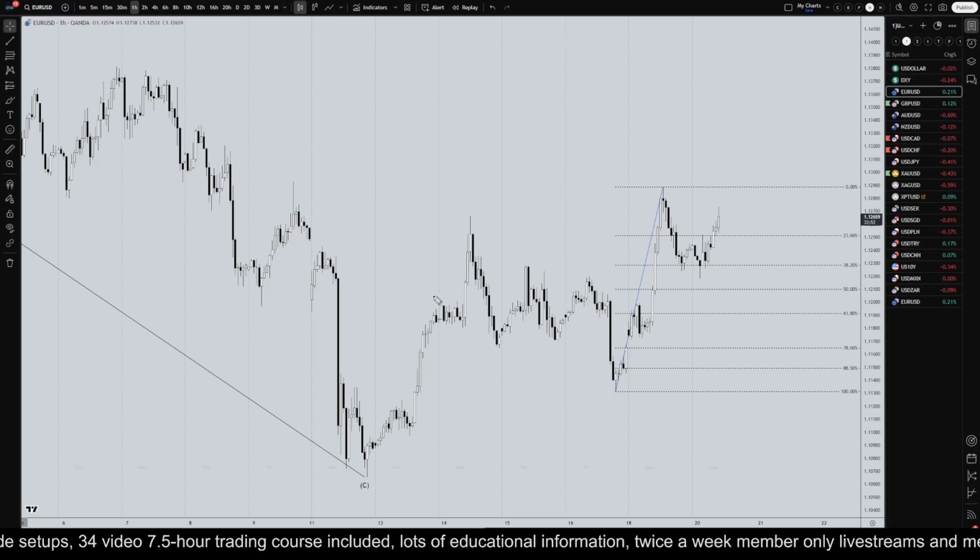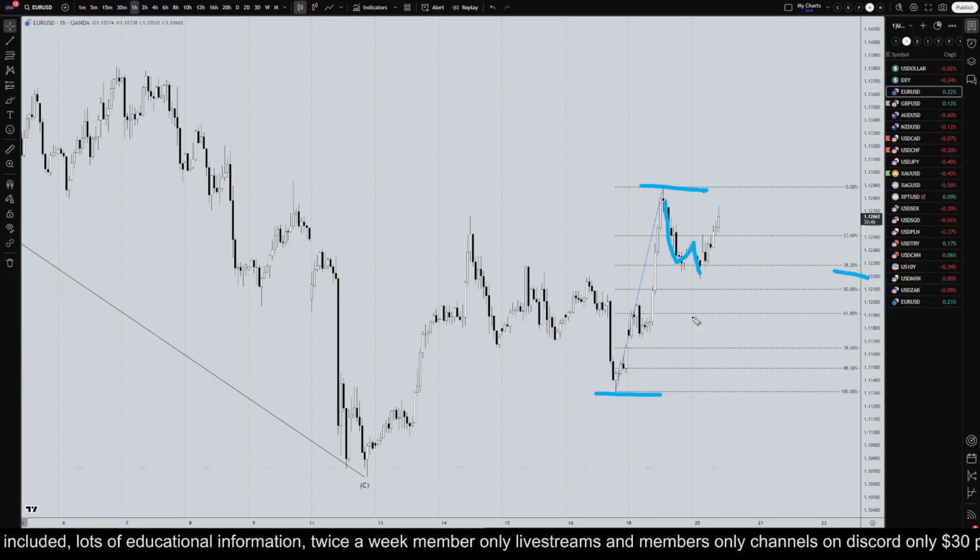So it looks like we might have already ended the pullback. I mean, we got our Fibonacci retracement on here. We definitely got a 1-2-3 wave pullback to the 38%. Nice and positive up, nice break of structure.